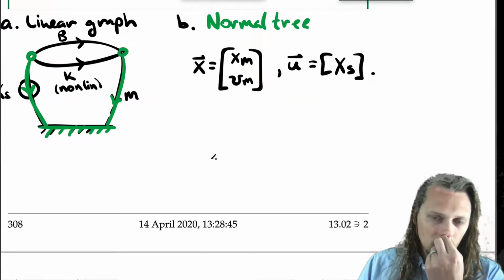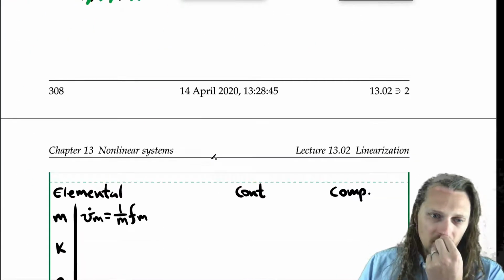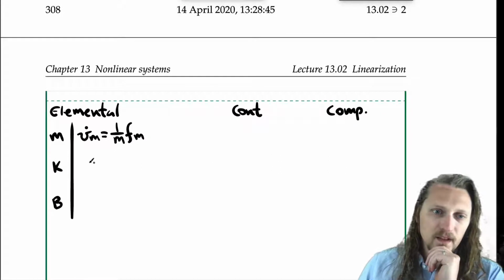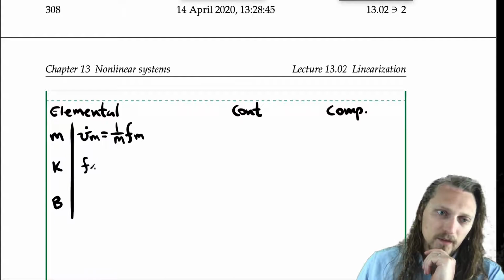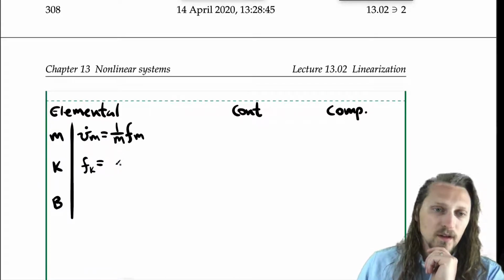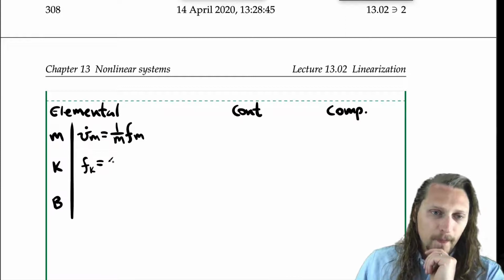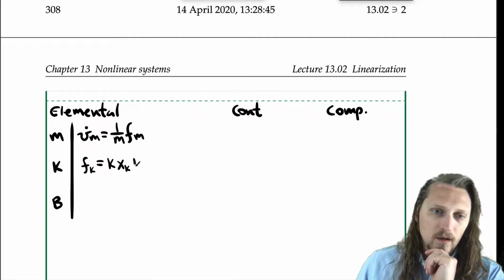So now that we've got that out of the way, instead of writing down the time derivative of the nonlinear spring, we're just going to write down the constitutive equation for the nonlinear spring, which is F equals k xk plus a xk cubed.